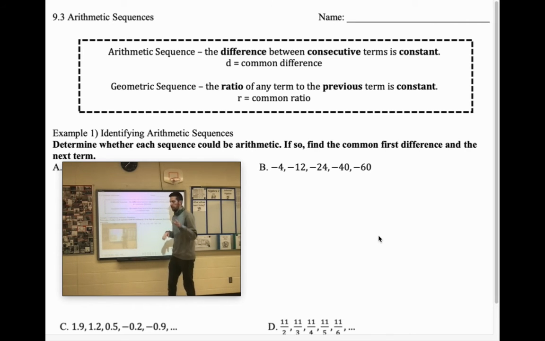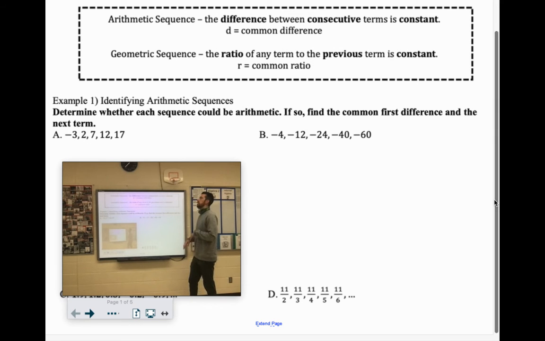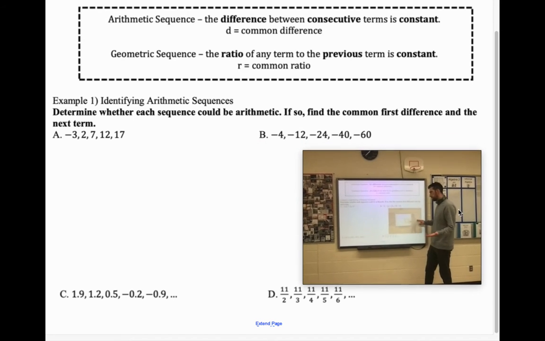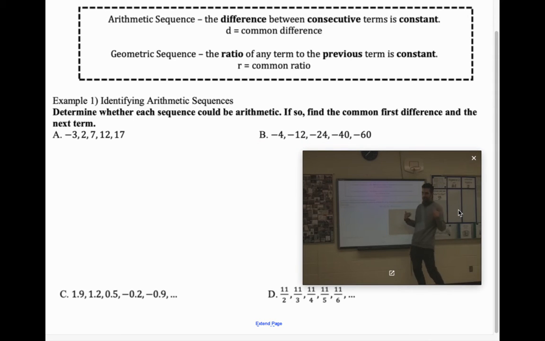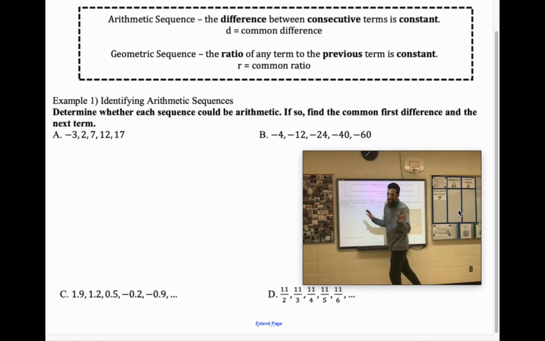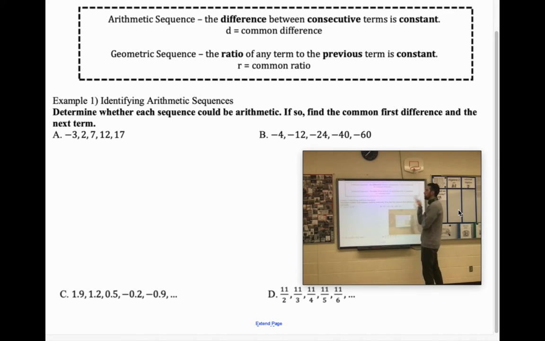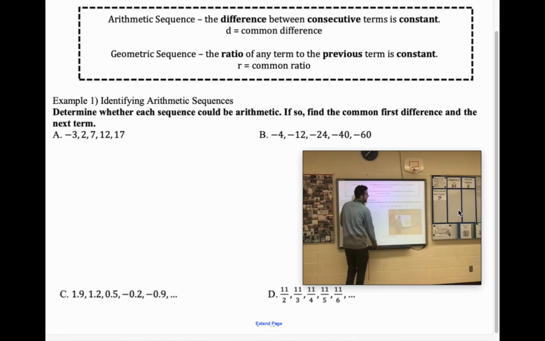Today is all arithmetic. So identifying if something is an arithmetic sequence. I hear smarter people than me say arithmetic. I always used to say arithmetic. I mean, it doesn't matter. So we need to see if we're adding the same amount each time. If so, find the common difference and the next term.